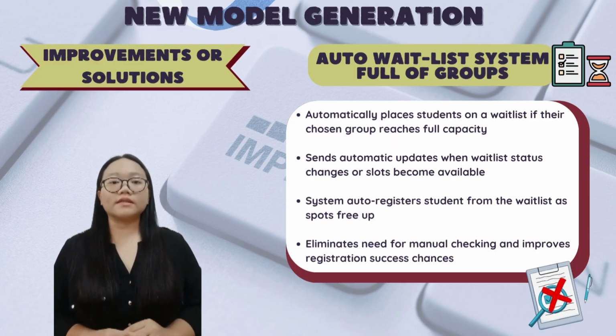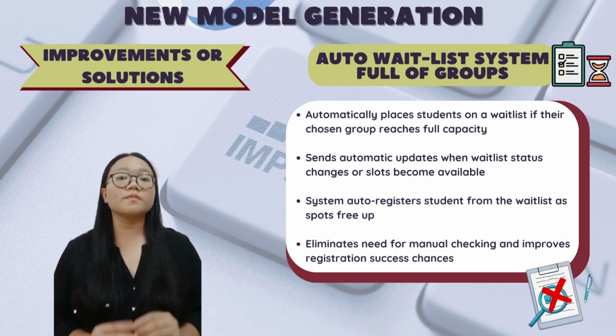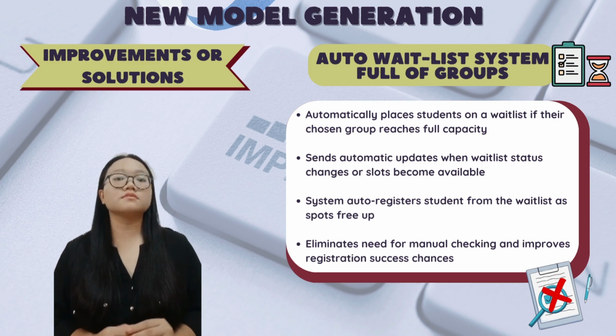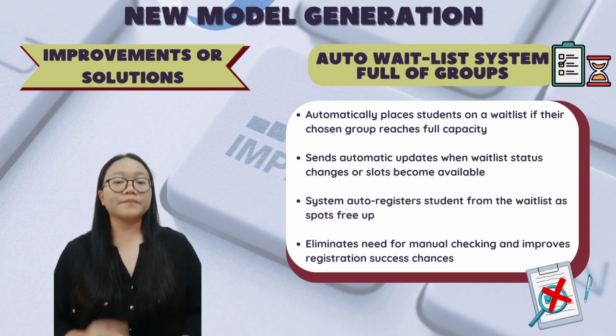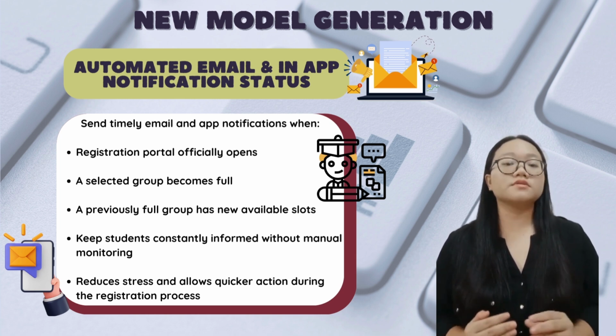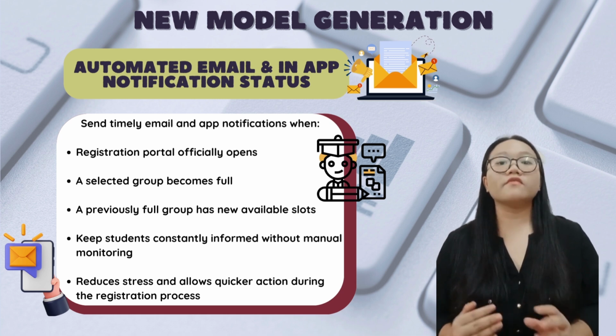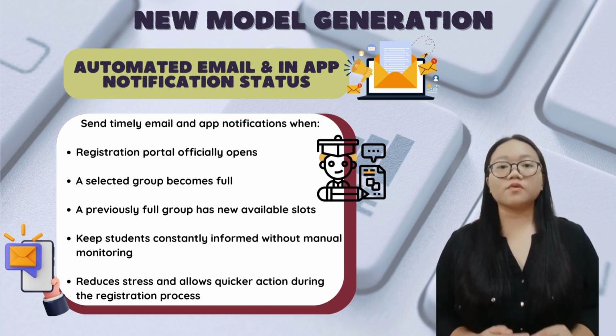First is the auto waitlist system for full groups. This feature automatically places students on a waitlist if a group is full, notifies them on changes, and registers them once the slot opens, hence removing the need for manual checking. Second is automated email and in-app notification. This will alert students when registrations open, when groups are full, or when spaces become available, hence helping them to act quickly and stay informed.